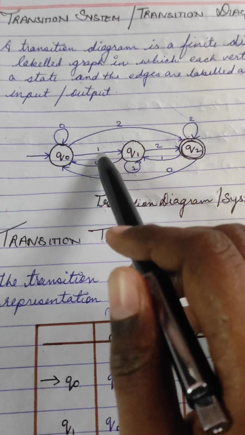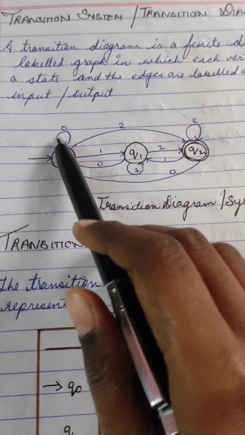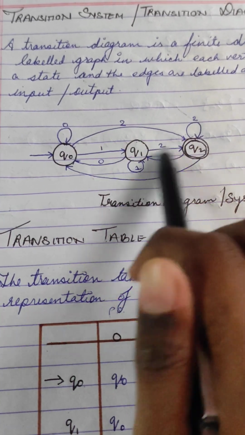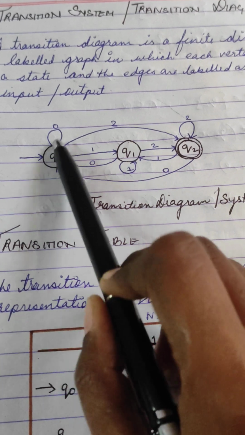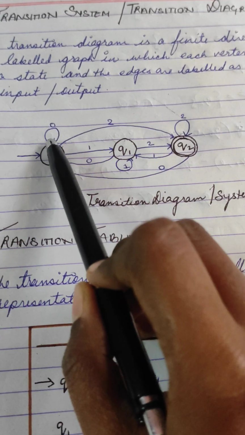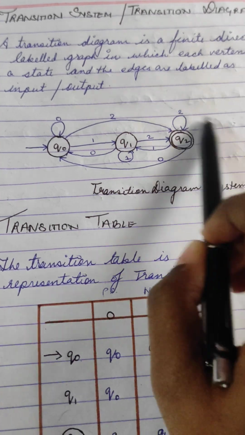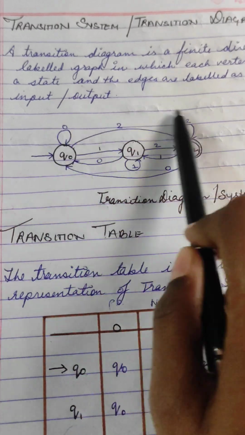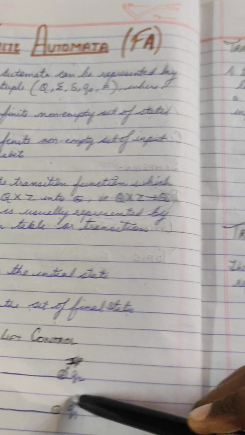Now the 0, 1, 2 are the input alphabets or input symbols, and these arrows are the directing agents showing the transition. It is not necessary for the source state and the destination state to be distinct. It can also be a self loop. So this is what the transition system looks like, and this is the transition diagram or the transition system of this example.